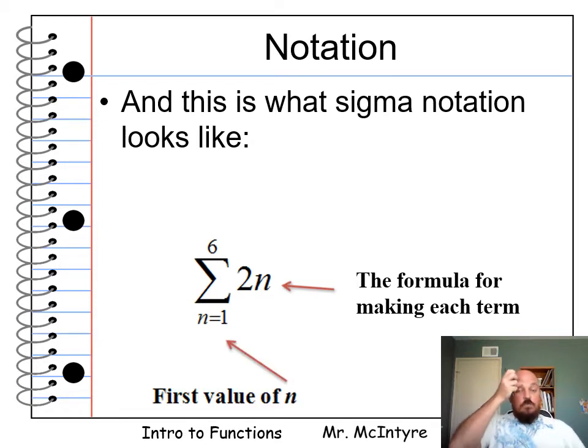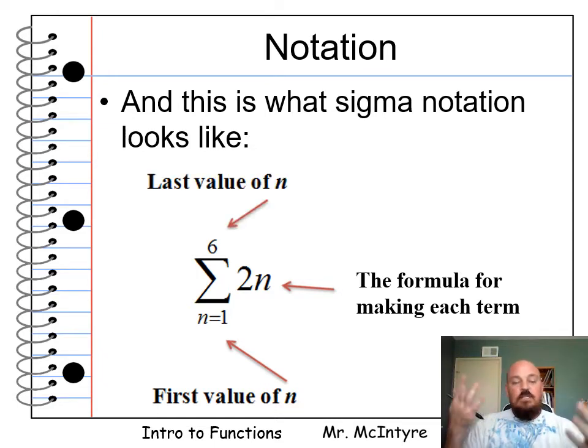So you start with the number underneath it. If it says n equals 1, I plug in 1 first. If it says n equals 5, I plug in 5 first. Now once you found that first number, you count from there. And you keep counting, you keep plugging numbers in until you get to the one on top. So basically the number below and above sigma tells you what you're starting and stopping with when you're plugging in numbers to make terms. So let's put that into words.